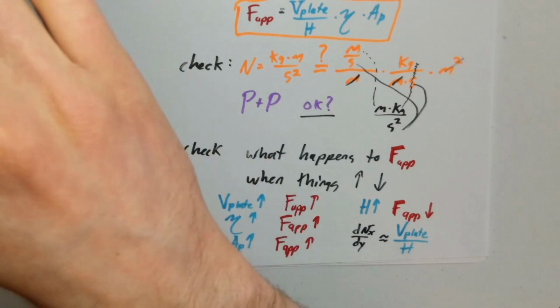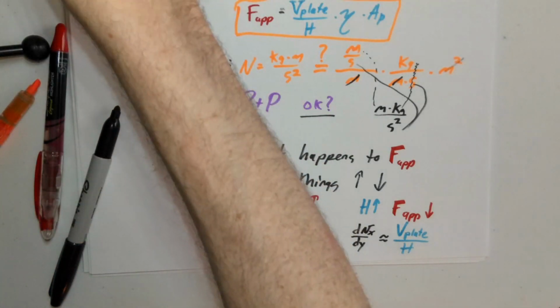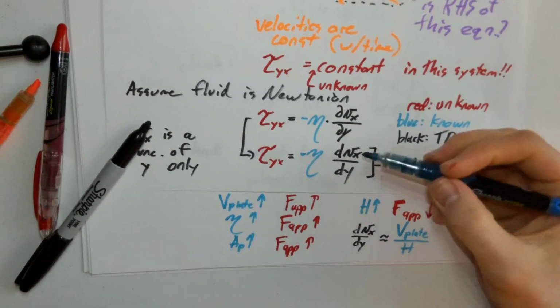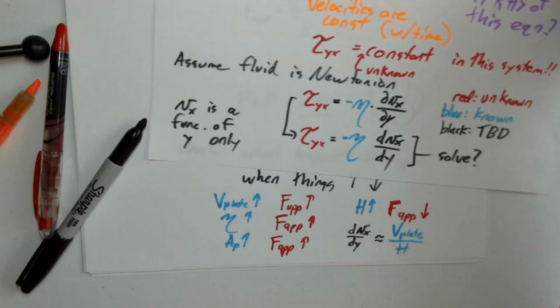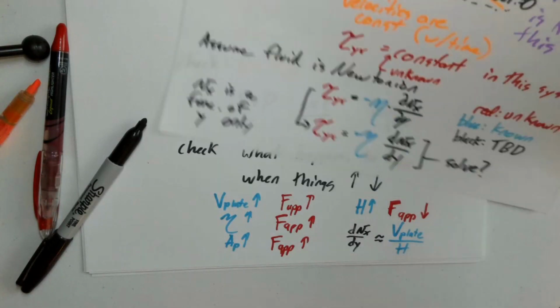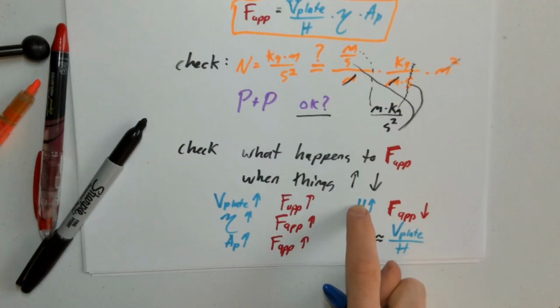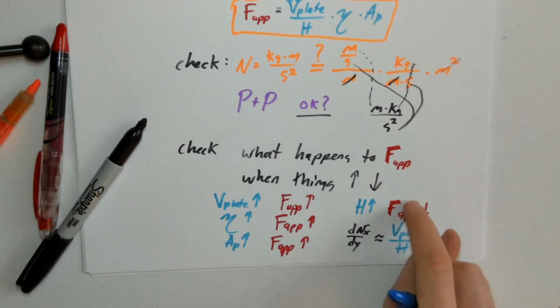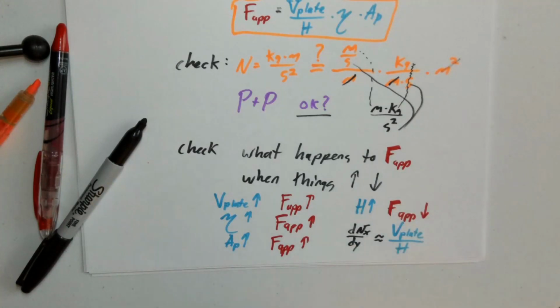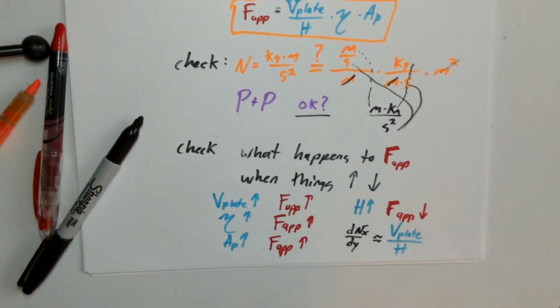And if you look back to your constitutive relationships for Newtonian fluids, the smaller our velocity gradient, the smaller the shear stress. And of course, the smaller the shear stress, the smaller the force, right? So what does this mean? If we increase h, then we decrease our velocity gradient. If we decrease our velocity gradient, we decrease the shear stress. If we decrease the shear stress, we decrease the required applied force that's needed to move the plate. So there it works out.